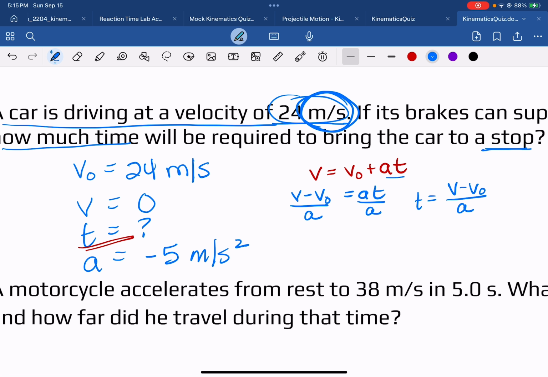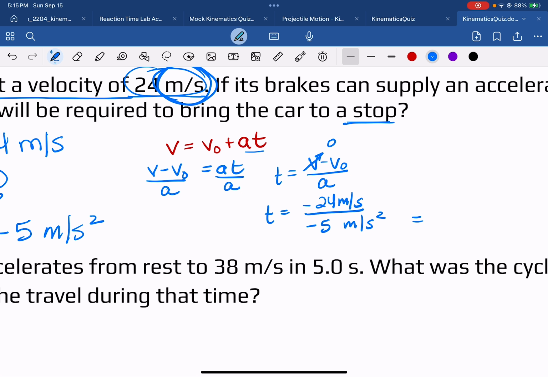Once you have that, right, we know that our final velocity is 0. Our initial velocity is 24. That time is going to be -24 meters per second over -5 meters per second squared. And so this is going to end up being in the ballpark of 4.8 or so seconds for number one.